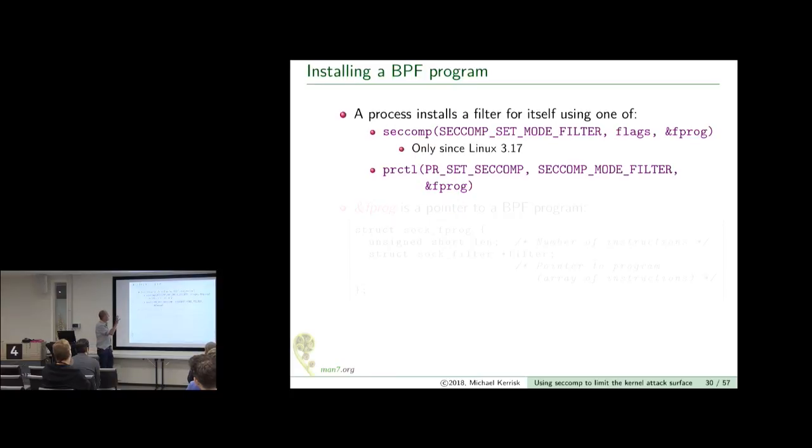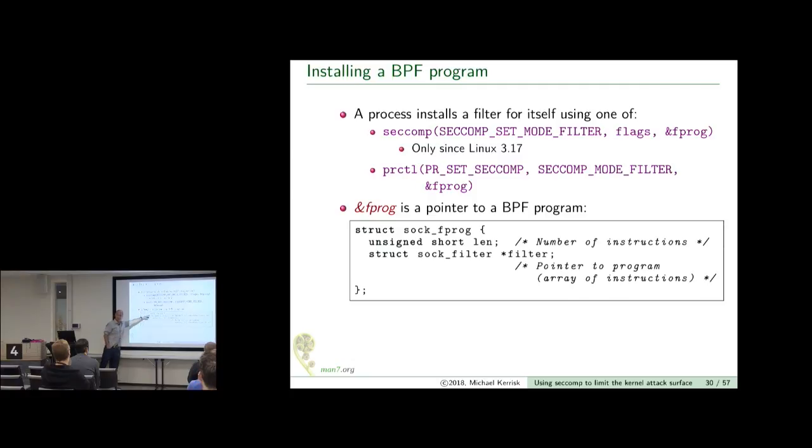Okay, so using these BPF programs, let's drill down a little bit further. The general idea is then a process builds a filter and then it installs it using one of these system calls. With the system calls, let's focus on seccomp. You say, I want to install a filter. So this is a flags bit mask, which I won't go into. And then there's a pointer to the filter program. And the filter program looks like this. It's a struct sock_fprog, again, networking origins, where you've got the size of the BPF program, the number of instructions, and then a pointer to the instructions themselves.